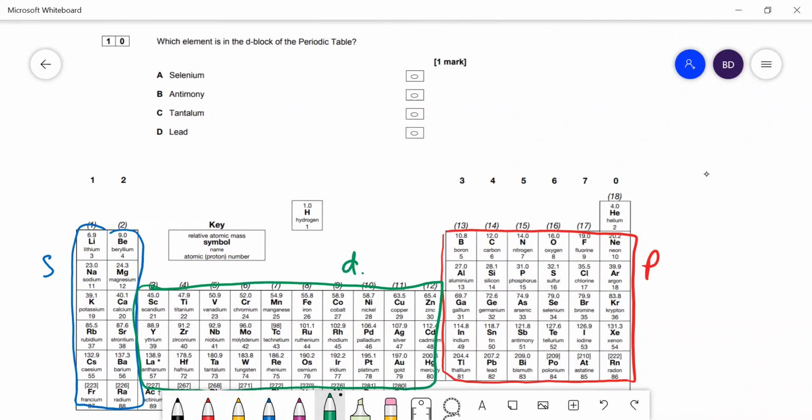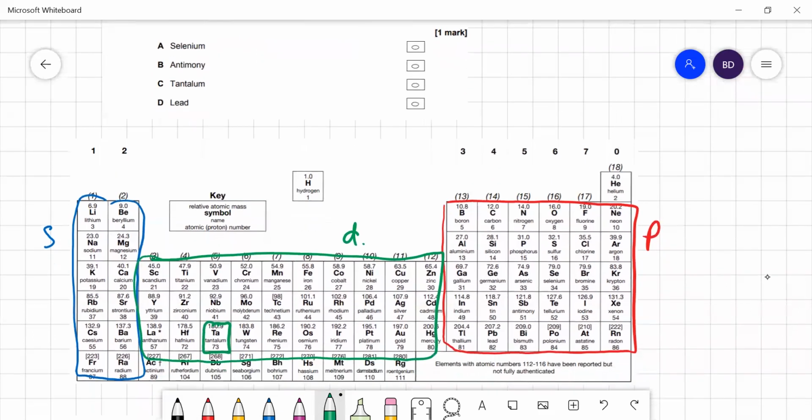Which is in the D block? Well, if you look, it's only tantalum, that one there. Selenium is over in the P block. Lead is in the P block, and antimony is in the P block. So tantalum, a pretty obscure element, is the answer.